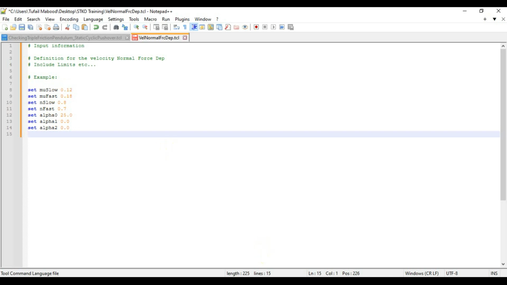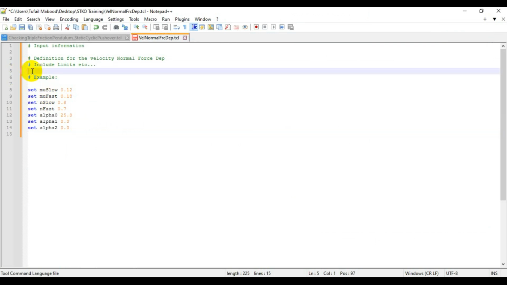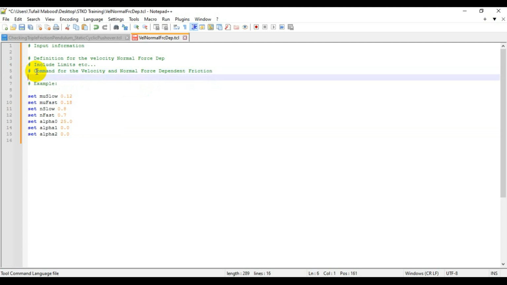Now let's go to the friction tag here, with how this friction tag is considered here, right? So OpenSees has this command syntax. So we can say command for the velocity and normal force depending friction here. And for your own safety, you can use this as well.